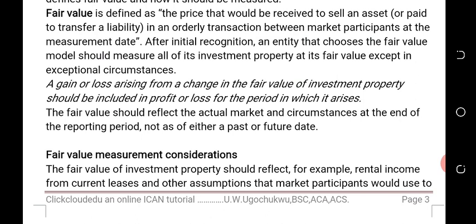A gain or loss arising from a change in the fair value of investment property should be included in profit or loss for the period in which it arises. So when there is a change in the fair value, maybe the fair value of 2014 increased, that is higher than the fair value of 2013, the change should be included in our profit or loss under other income.